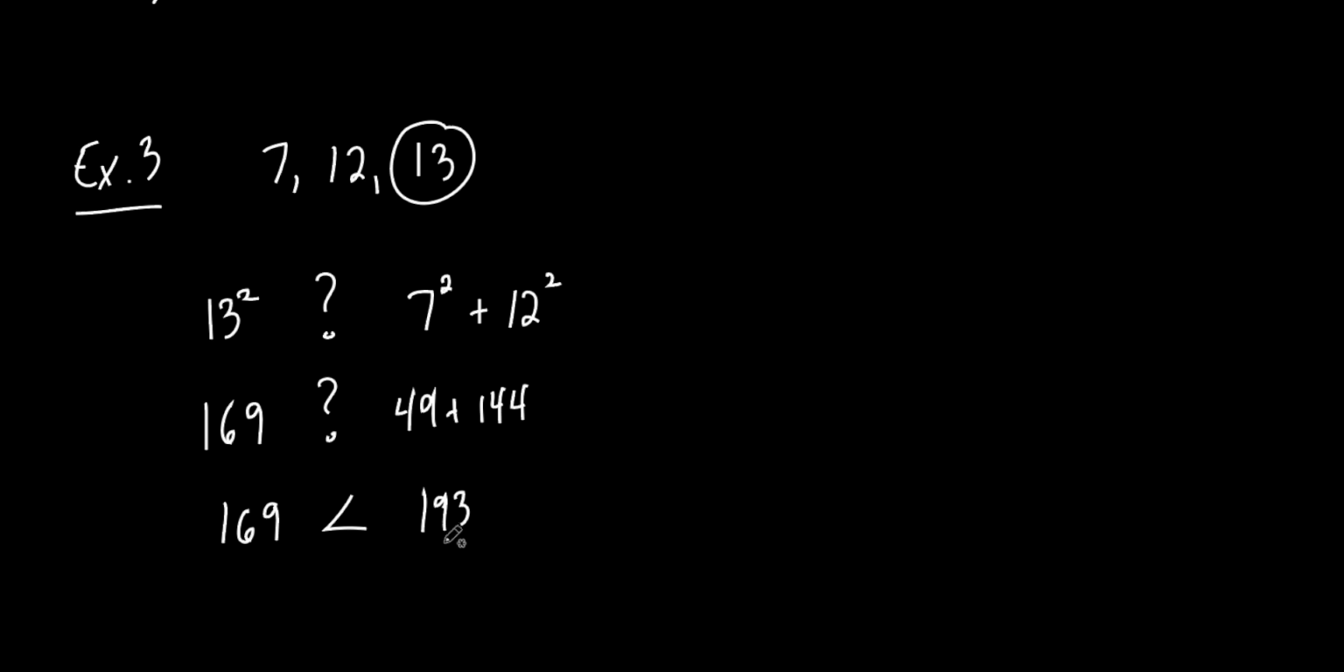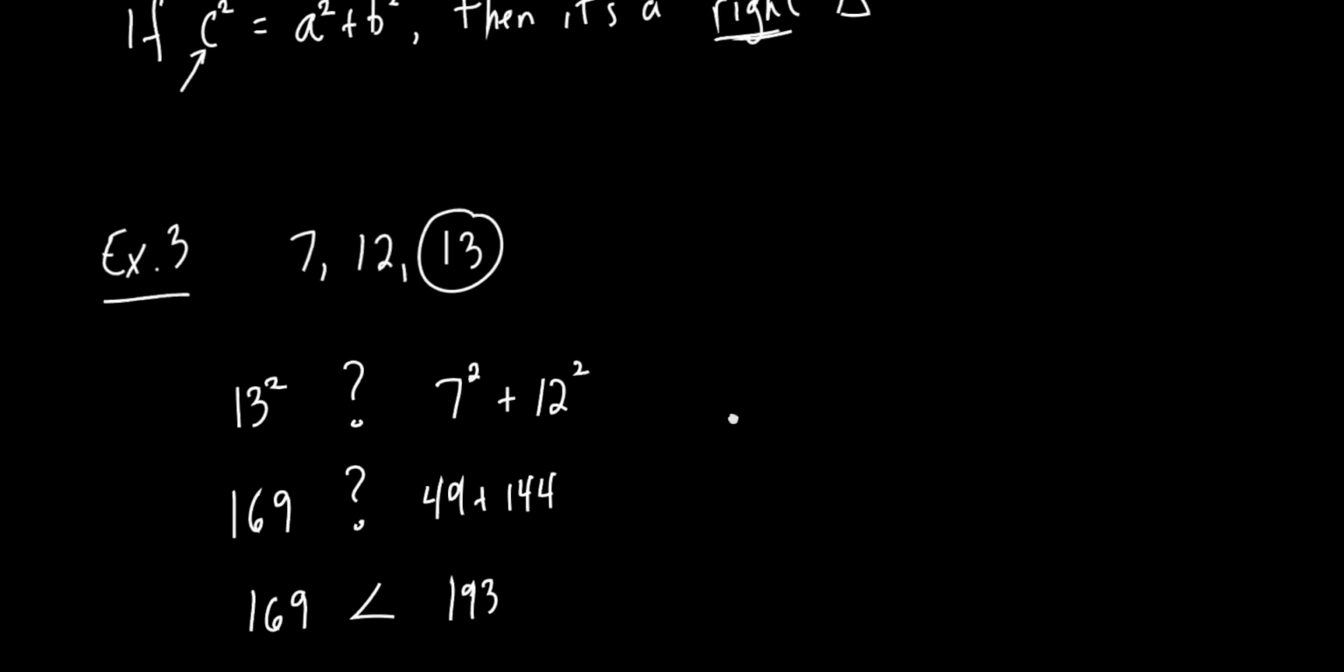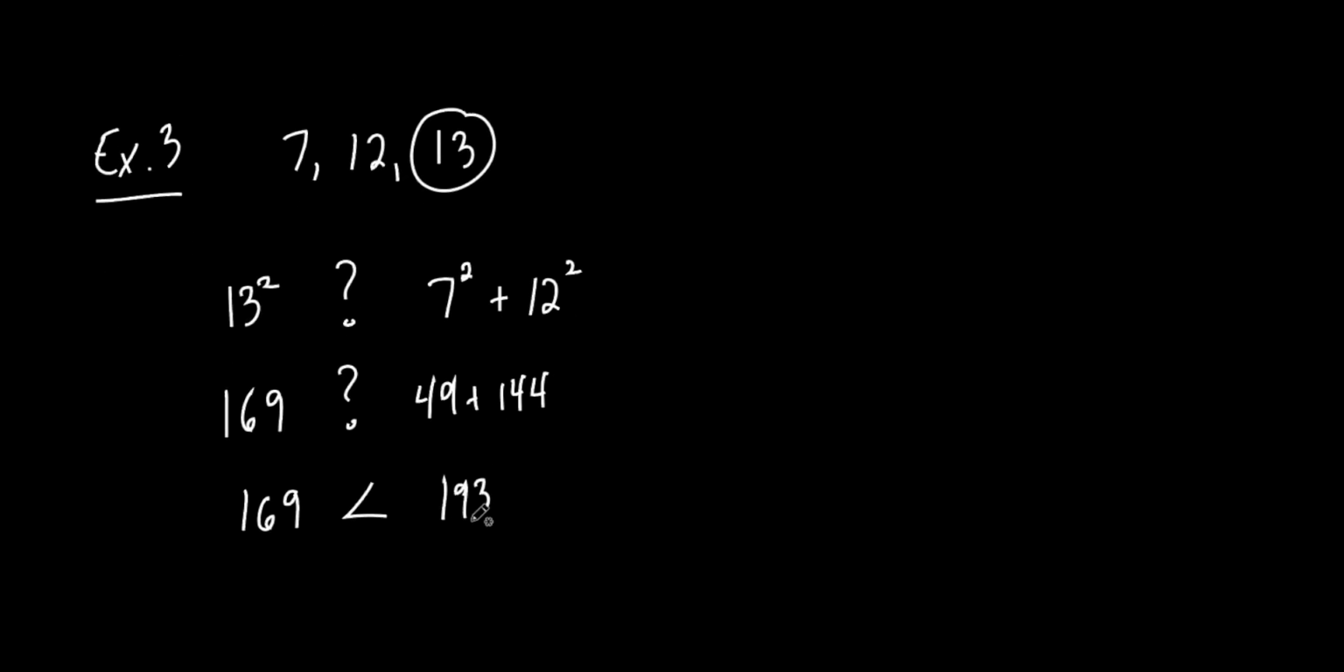It's less than. So, if c squared is less than, let's go back to this. If c squared is less, what do you think of? What kind of angle do you think of when you think of less? You think of acute, because it's less than 90, right? So if it's less than, you're thinking acute. So what kind of triangle is this? It's an acute triangle. And that's your answer right there.